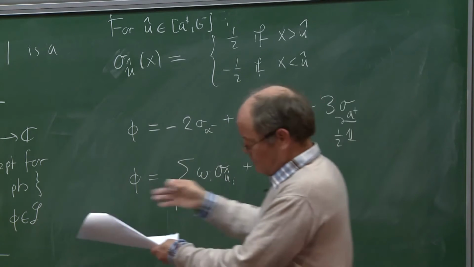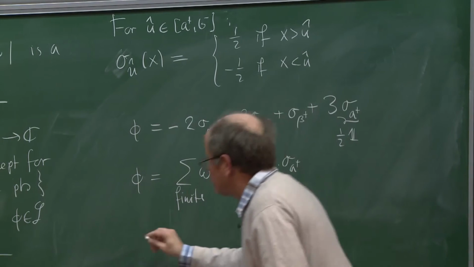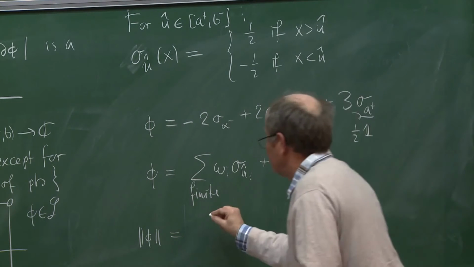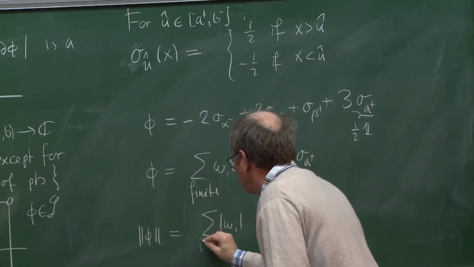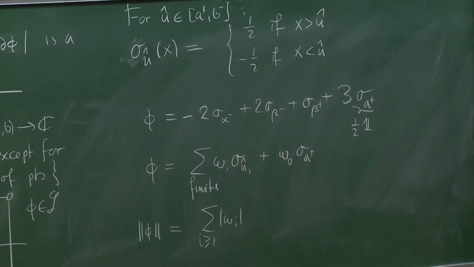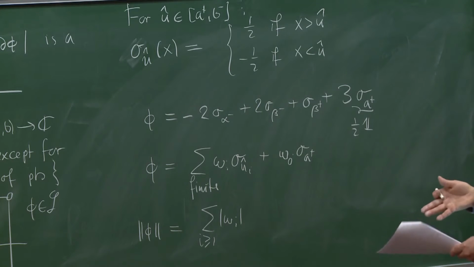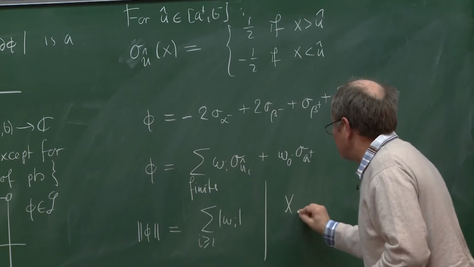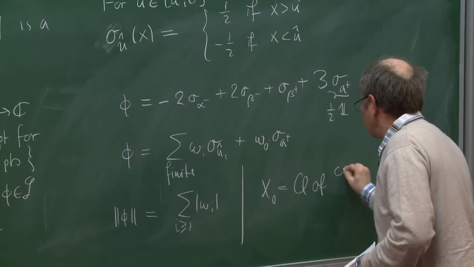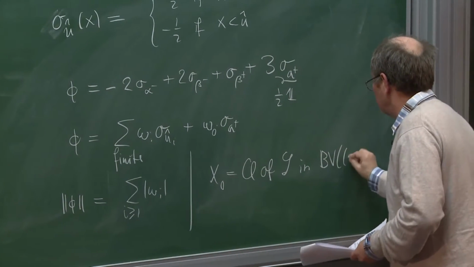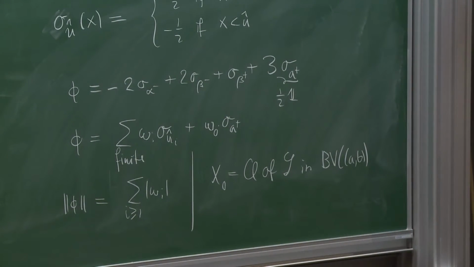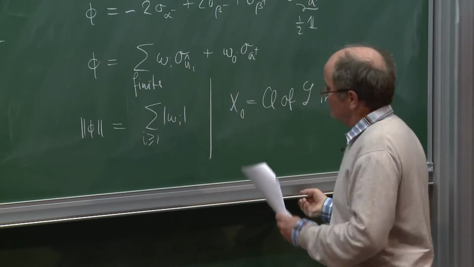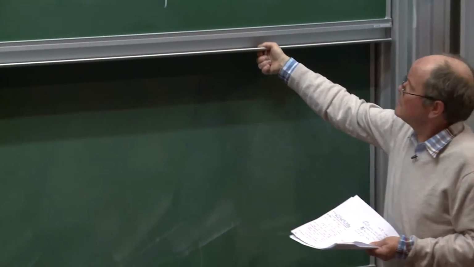Okay, so any simple function of this type can be written like this, and then you check that the norm of phi is simply the sum of the absolute values of the omega i's. So this is like actually a small L1 space. And what we do is then simply to let X0 be the closure of S in bounded variation. So the small subspace that I was looking for in order to do this trick here is the closure of these types of functions in bounded variation.